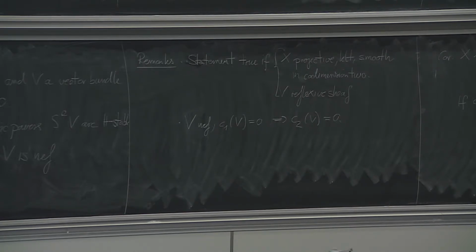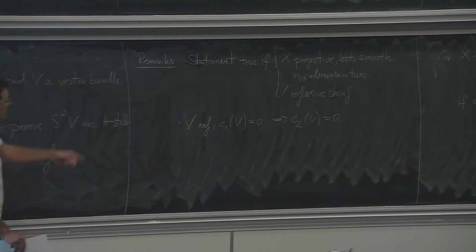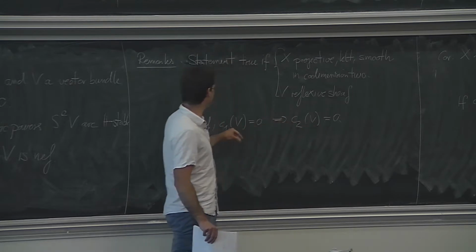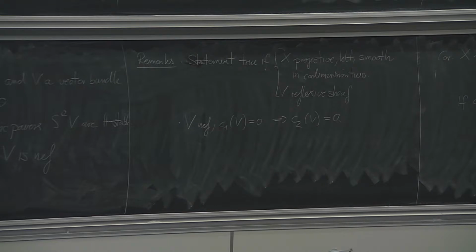Okay. And why is this an obvious corollary? Well, in view of this, if the second Chern class is not 0, but C1 is equal to 0, this tells you that the vector bundle F dual is not going to be nef. If it's not nef, thanks to the theorem, it's not pseudo-effective. But if it's not pseudo-effective, then you can apply this statement. Okay? Yes?